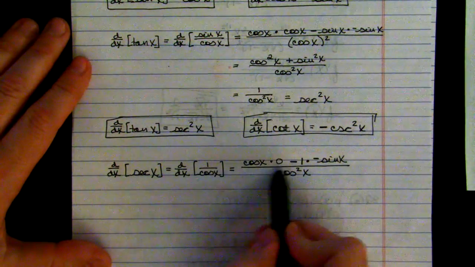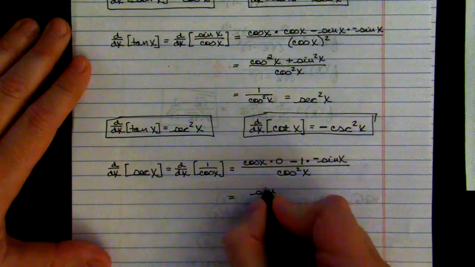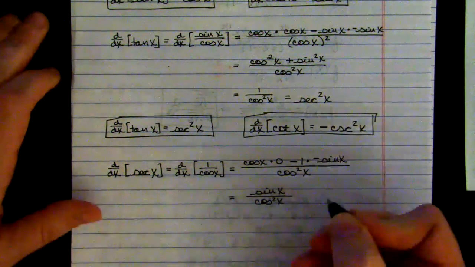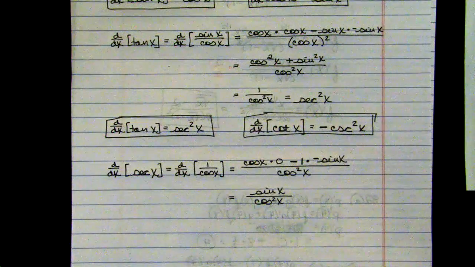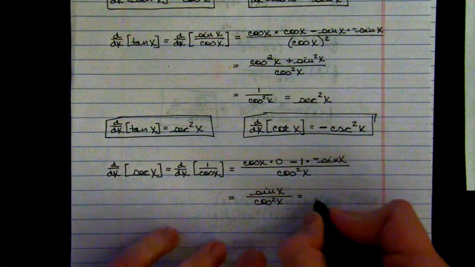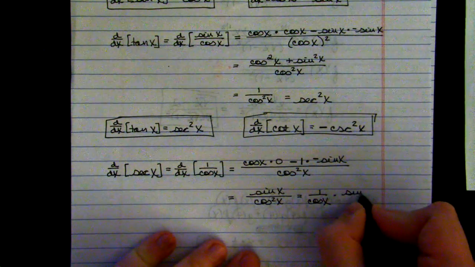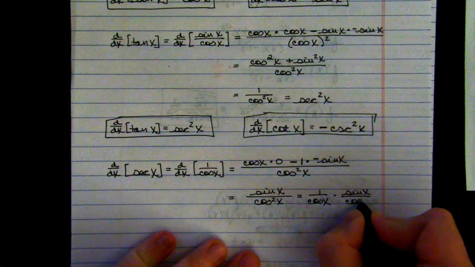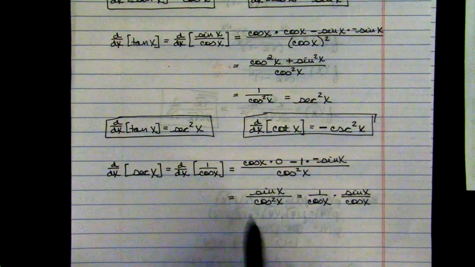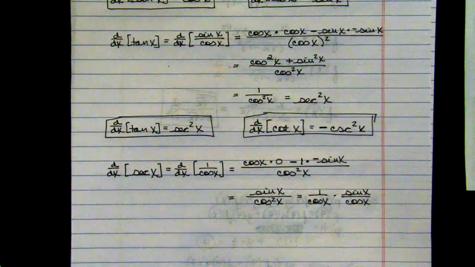So I need to clean this up a little bit. This part's just 0, and this part becomes a positive sine x over cosine squared x. It's not the best form to write it in, so here's what I can do. I can say that this is 1 over the cosine of x times sine x over the cosine of x. Take a moment to convince yourself that this thing is the same as this thing. If you multiply this times this, you get sine x over cosine squared x.